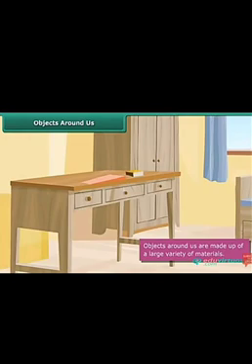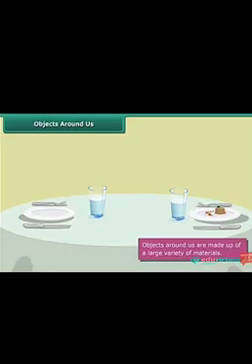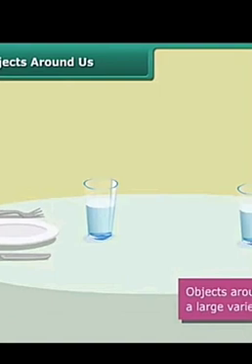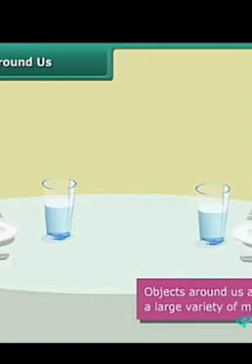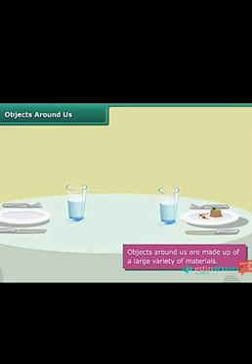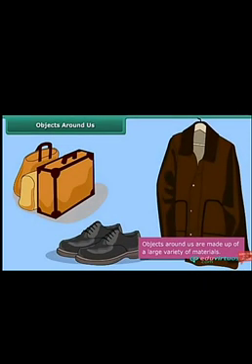You can see there are two glasses. Can you differentiate? No. They both look similar to each other, but actually they are not similar. The first glass is made up of glass only, and the second glass is made up of plastic, but they seem similar to each other. And next you can see a coat, leather shoes, and jute bags.